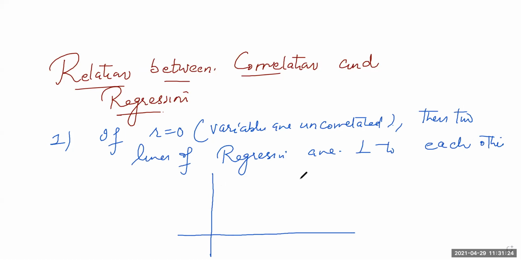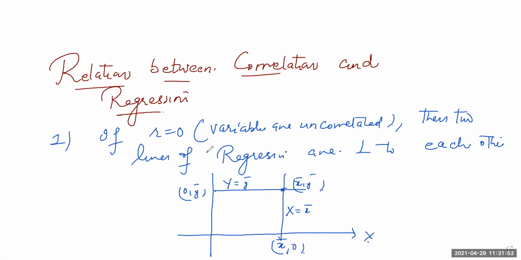Suppose this is the line. These are the two lines. They are perpendicular to each other. They are passing through x bar and y bar. Clearly, it will have the ordinate x bar, 0, and the ordinate 0, y bar, right? This is x and this is x bar, y bar. And this is the line x is equal to x bar and this is the line y is equal to y bar, right? And this is number one relation. If r is equal to 0, then the lines of regression are perpendicular to each other.